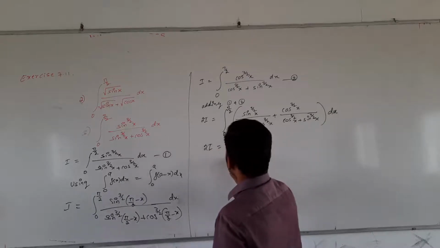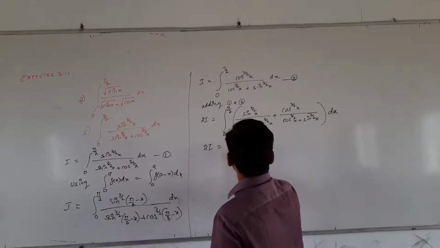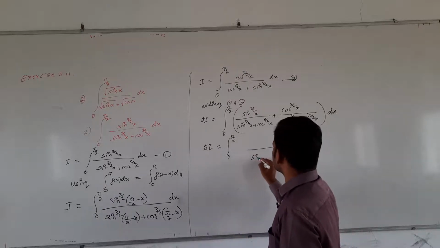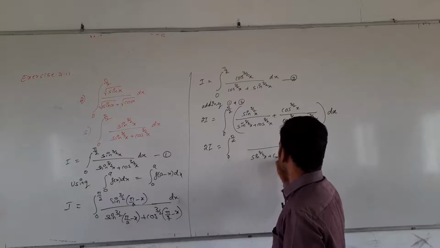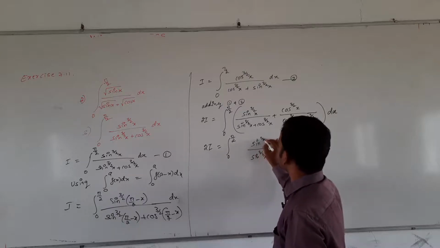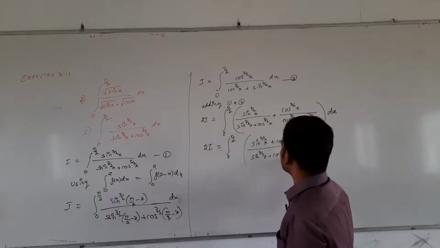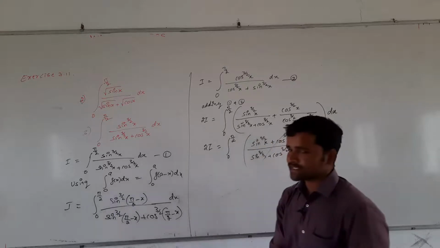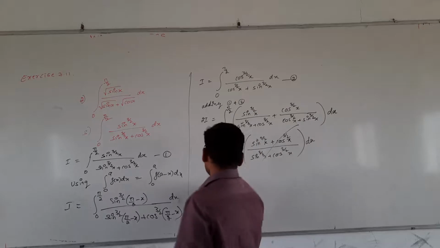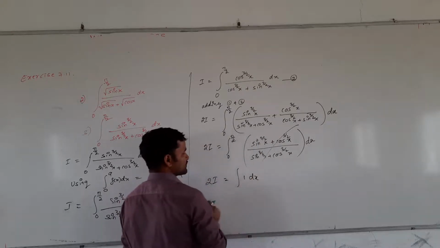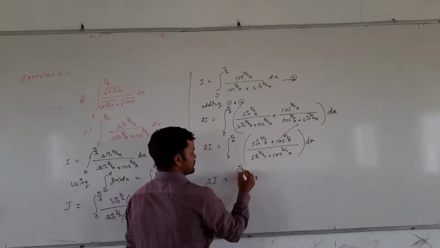2I is equal to integrating from 0 to pi by 2. The denominators are the same here. We have sin raised to 3 by 2 x plus cos raised to 3 by 2 x. In the same way the numerators will add up: sin raised to 3 by 2 x plus cos raised to 3 by 2 x, and the whole integral is with respect to x. These two are the same, so they cancel out. We have 2I is equal to the integration of 1 with respect to x from 0 to pi by 2.